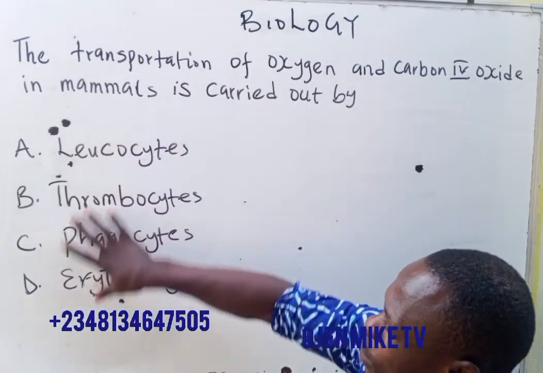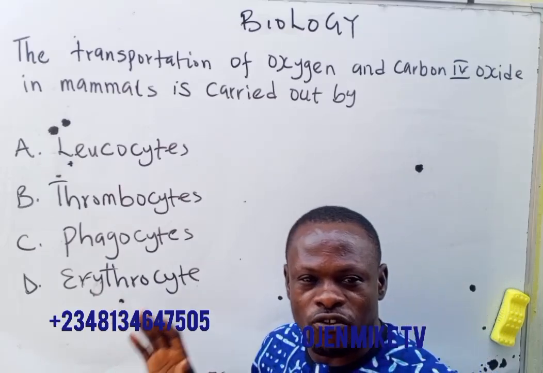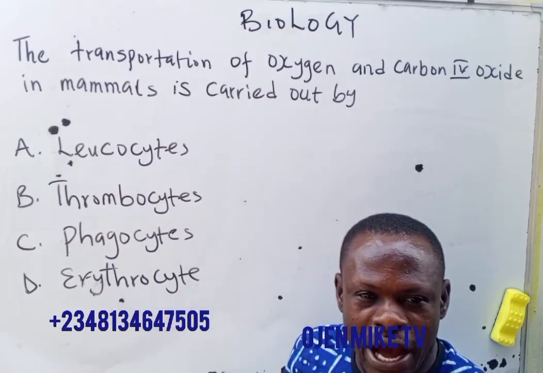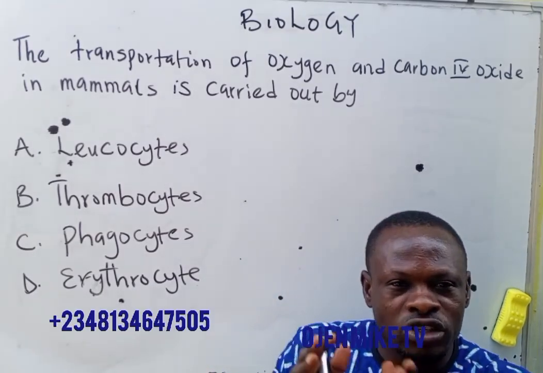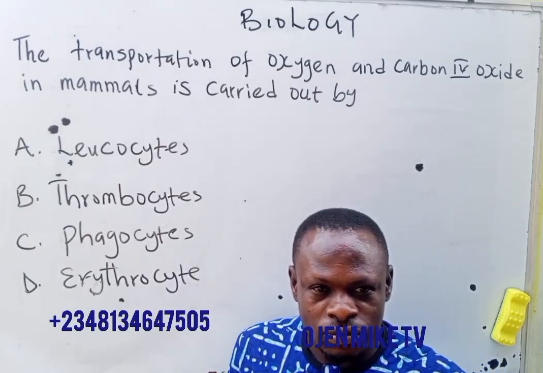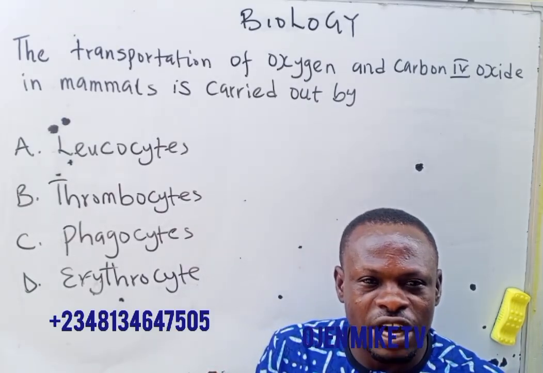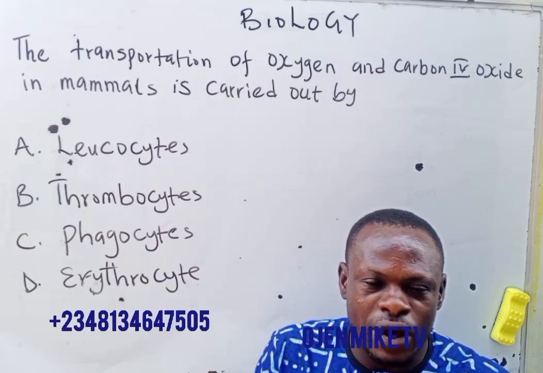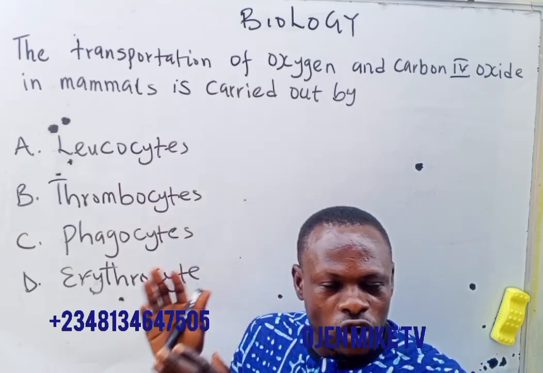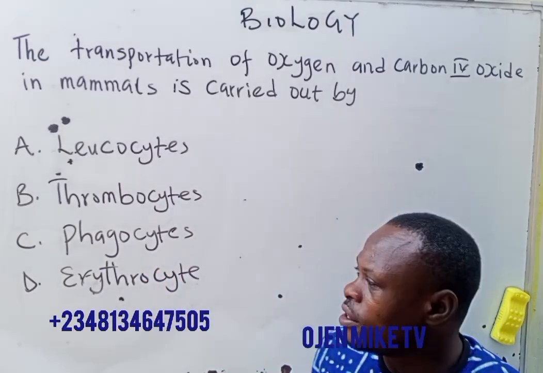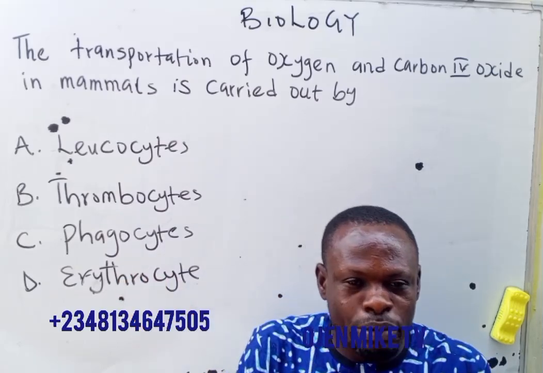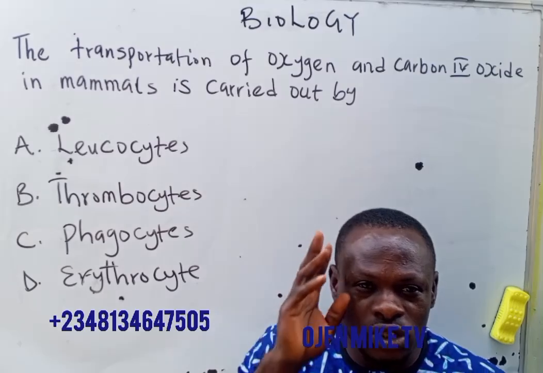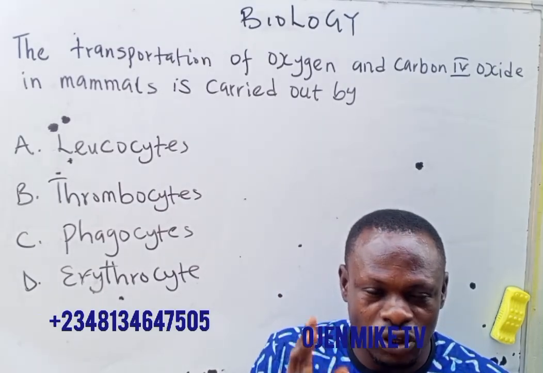Now, all these ones are groups of what? Blood. Remember, the blood is divided into two components. We have the blood cells and we have the plasma. The solid part is the blood cell, while the liquid part of the blood is called the plasma. Now, the blood cell, which is the solid part, is divided into three major types.